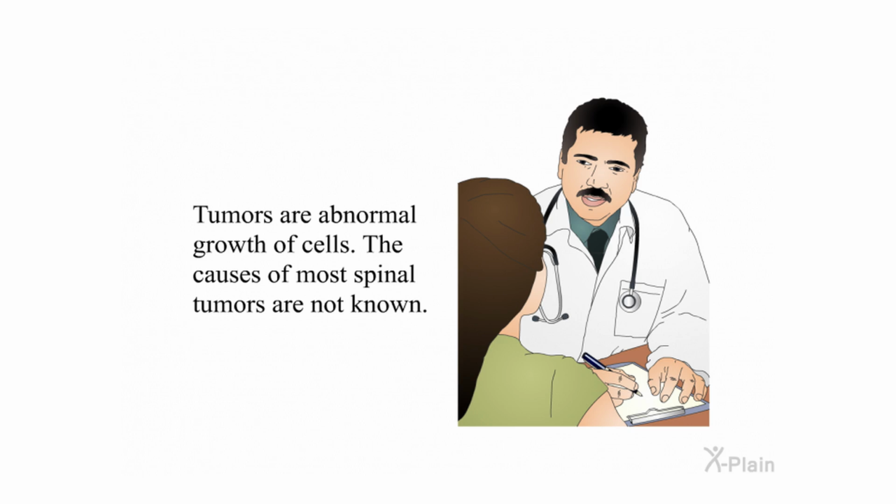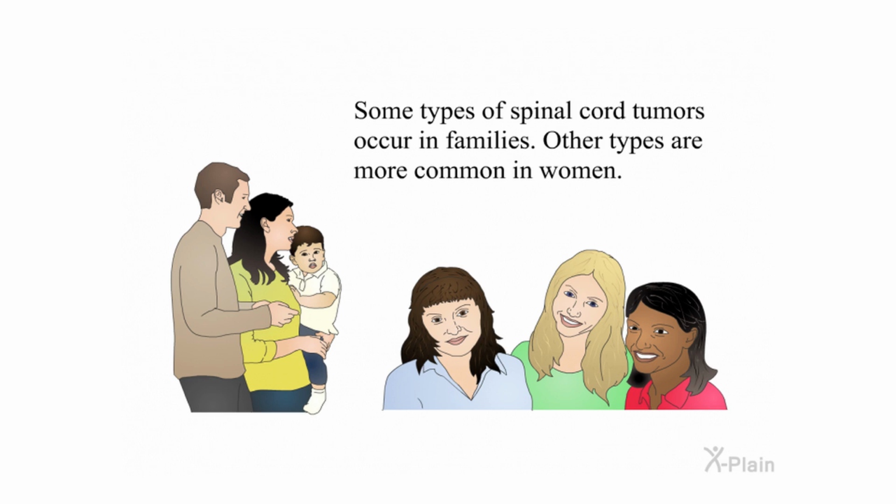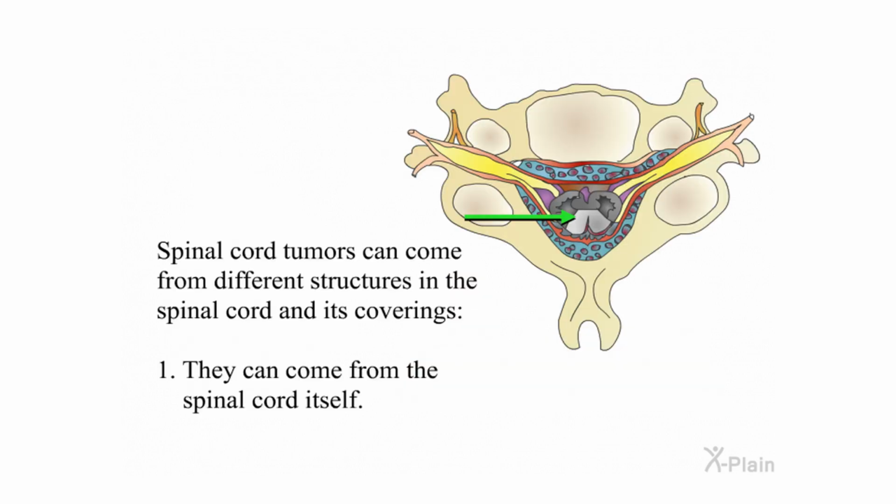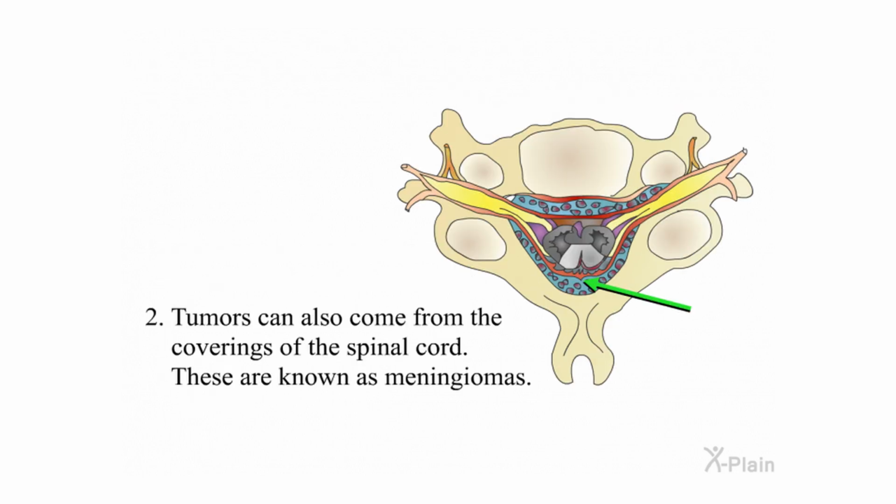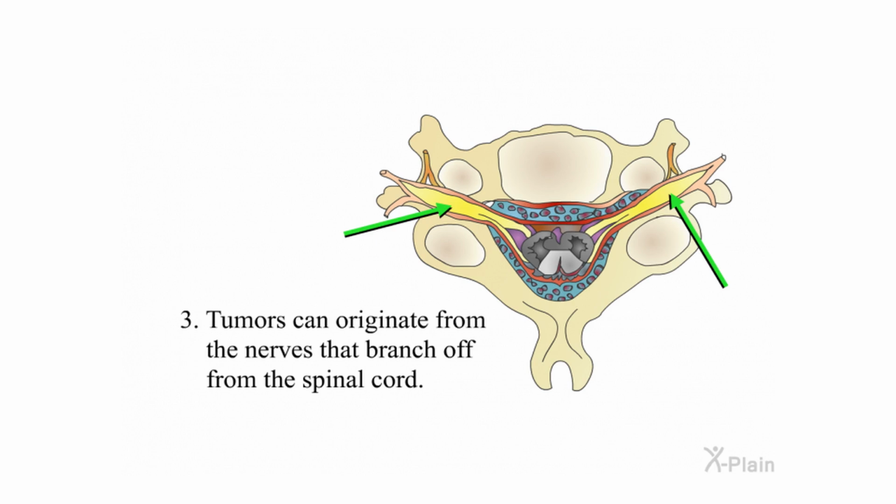Symptoms and their causes. Tumors are abnormal growth of cells. The causes of most spinal tumors are not known. Some types of spinal cord tumors occur in families. Other types are more common in women. Spinal cord tumors can come from different structures in the spinal cord and its coverings. 1. They can come from the spinal cord itself. 2. Tumors can also come from the coverings of the spinal cord. These are known as meningiomas. 3. Tumors can originate from the nerves that branch off from the spinal cord.